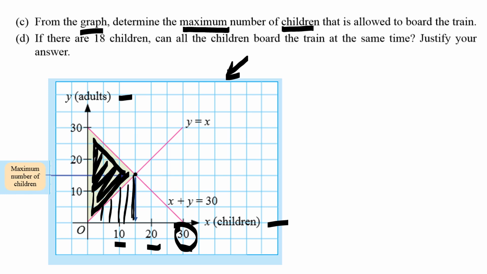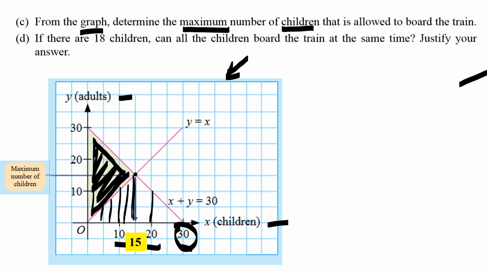This is the only point where your children is maximum according to the shaded region. So it is actually 15. It is actually 15 children maximum. 20 cannot. 20 is out of the shaded region, so 20 cannot. So the answer is 15.